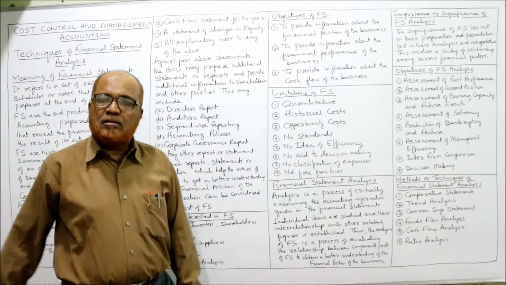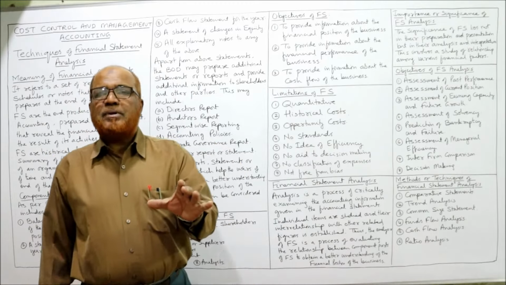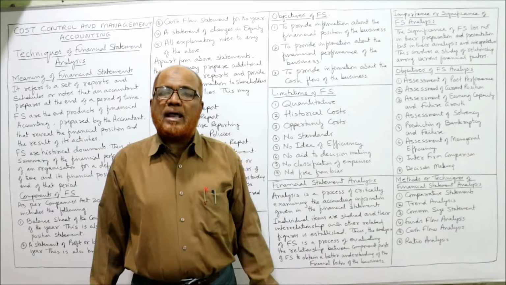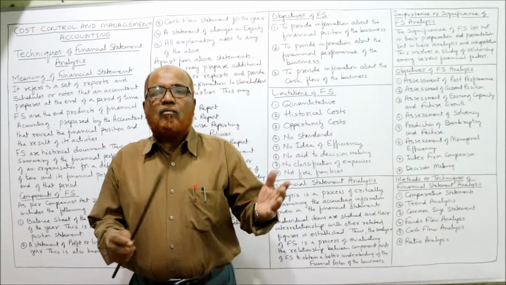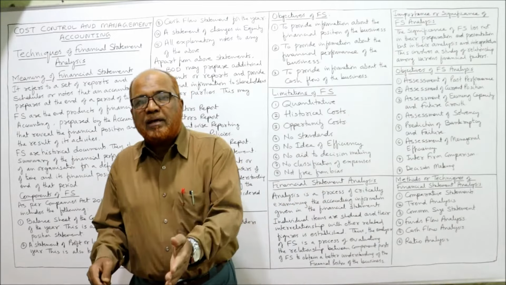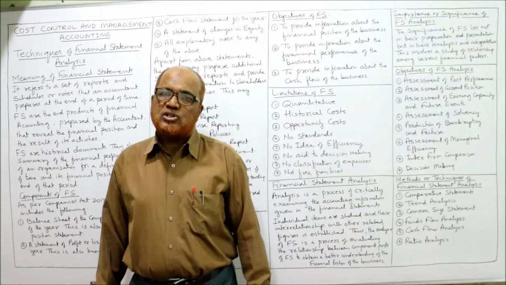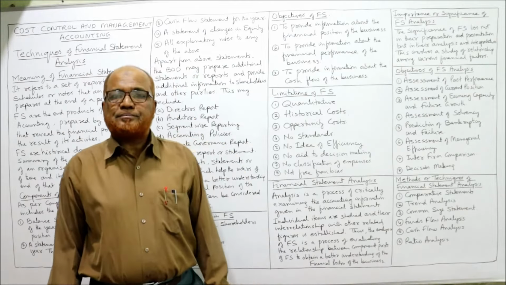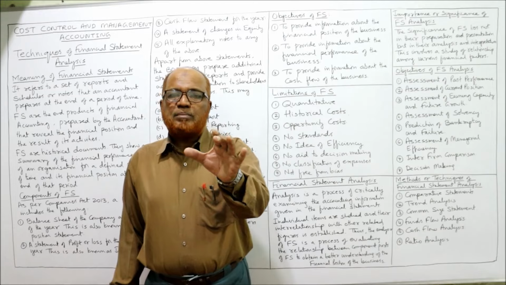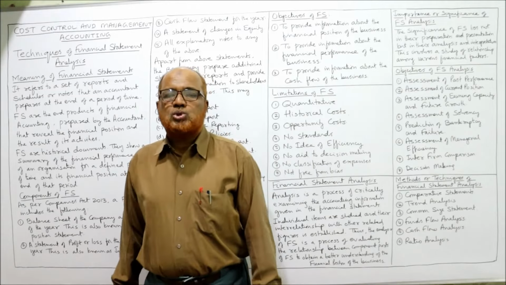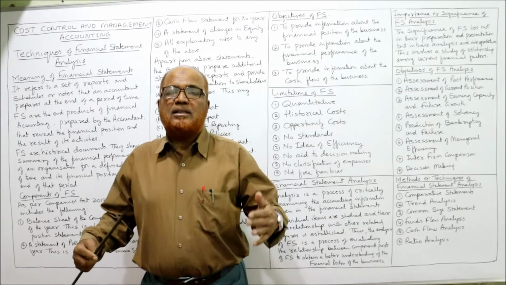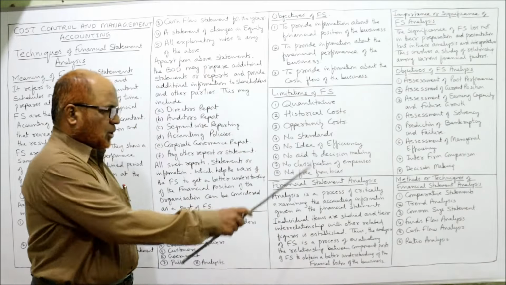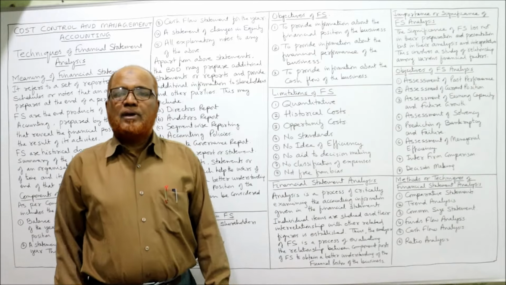Next one, no standards. In financial statements, there are no standards with which we can make the comparison. There is no planning. Whatever had happened, we are simply writing it down in the financial statements. So there are no standards. No idea of efficiency. Financial statements will not disclose how efficiently the business is utilizing the resources. Next one is no aid to decision making.